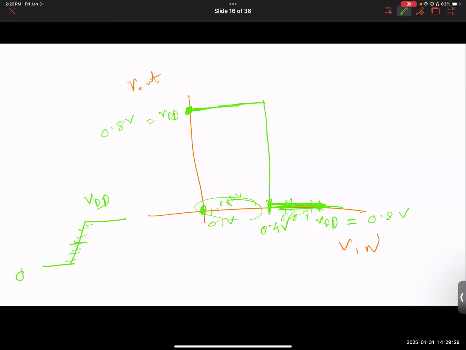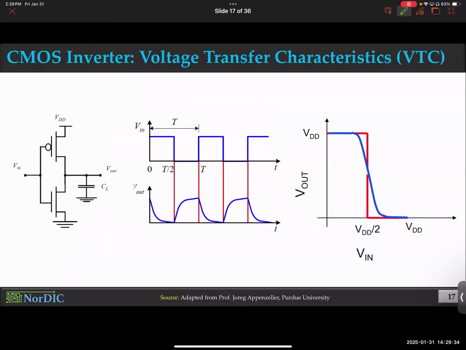Okay, that's the main reason why we have this non-ideal type of transition, because the transistors have mixed mode operation. They are not just cut off to cut off, like one of them cut off and then the other one cut off. No, there will be situations where both of them are on together.